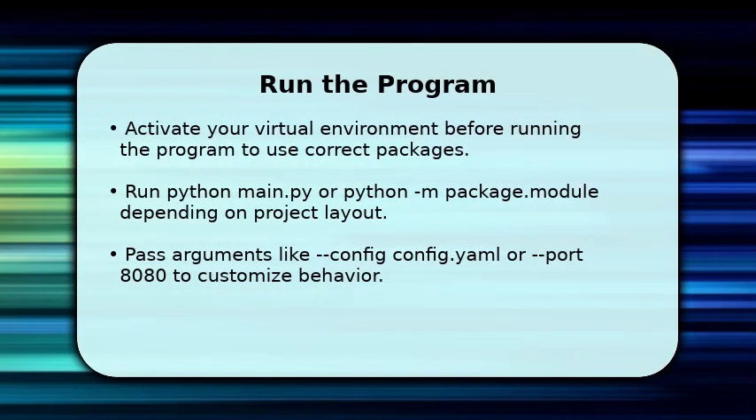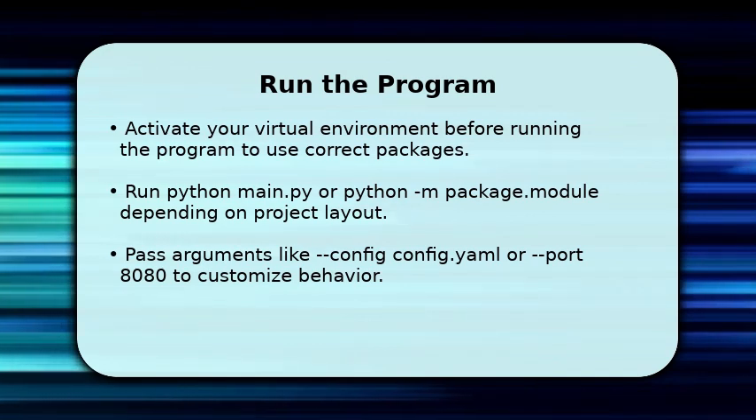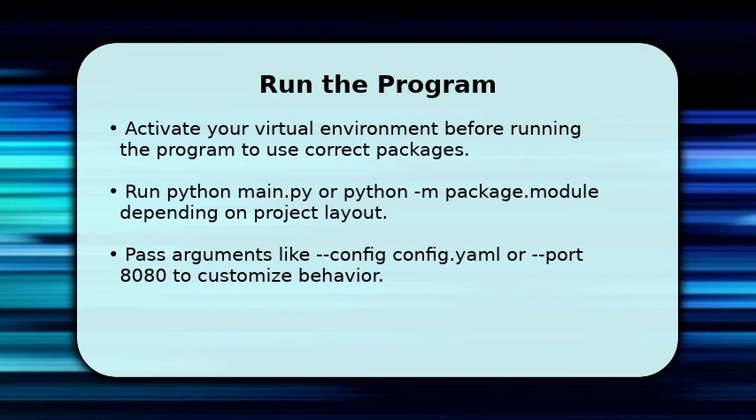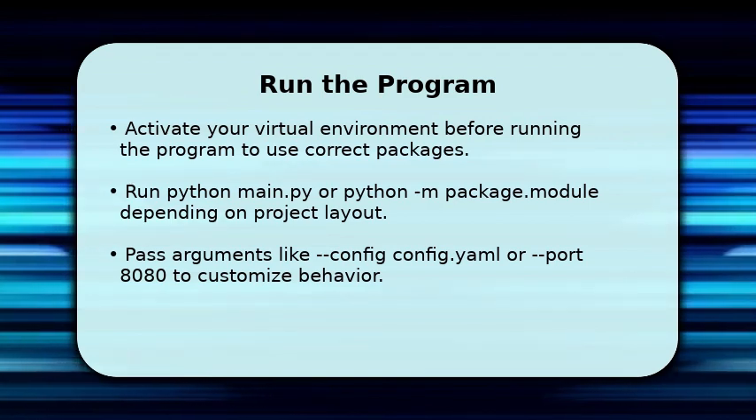Activate your virtual environment before running the program to use correct packages. Use the terminal in VS Code or your system shell to navigate to the project root directory. Run python main.py to start a simple script, or python -m package.module for package entry points. Pass command line arguments like --config config.yaml or --port 8080 to customize runtime behavior. Watch console output for errors and success messages, and use Ctrl-C to stop the program safely when finished.